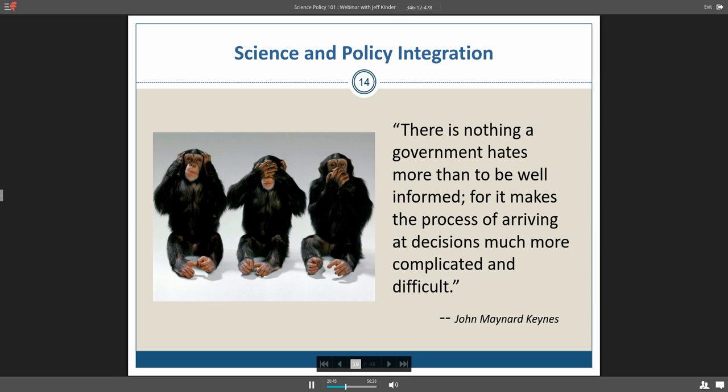Because it's also helpful to remember what Keynes said, that there's nothing a government hates more than to be well informed, because it makes the process of arriving at decisions much more complicated and difficult. So a little dose of humility there to realize that science and policy integration is often espoused, but it's not necessarily appreciated.